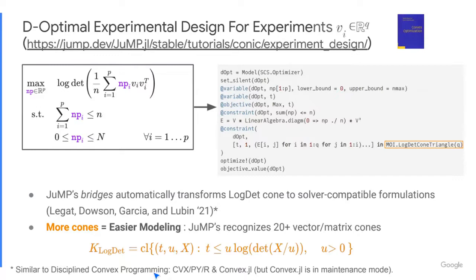If you know disciplined convex programming and CVX, this is a very similar approach. In flavor, I would say the difference with DCP is that it doesn't just stay in the conic world, it allows you to go slightly further. But it's basically the same idea of making these transformations automatically so you don't have to do them by hand.